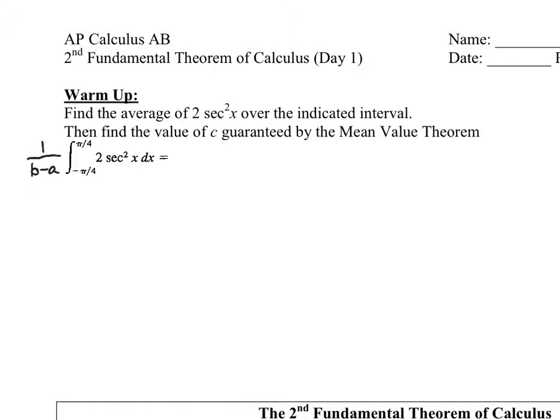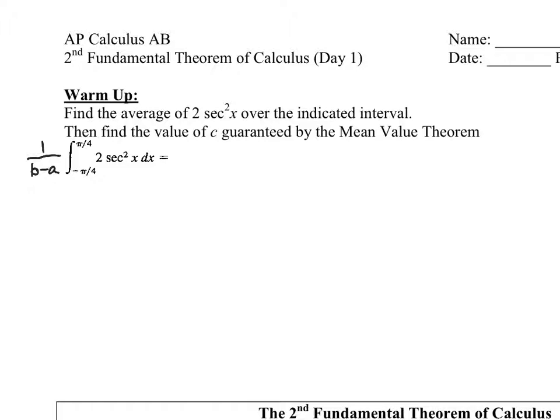Remember, we can't just take the middle of the interval and say that that's going to be our mean, because we don't know where exactly the middle is going to be vertically, okay? But this is going to help us find the middle vertically. 1 over b minus a times the integral from negative pi over 4 to pi over 4 of 2 secant squared of x dx. Okay?